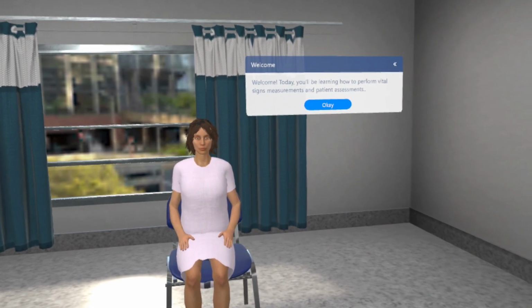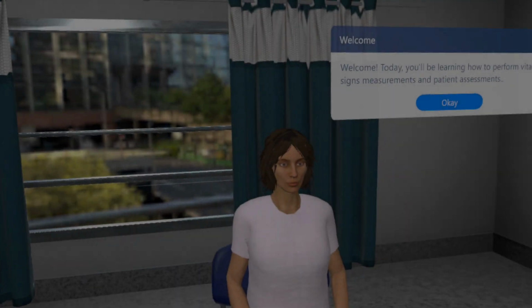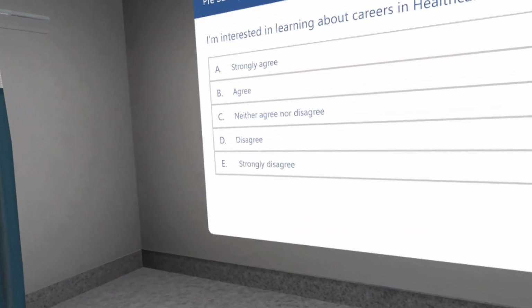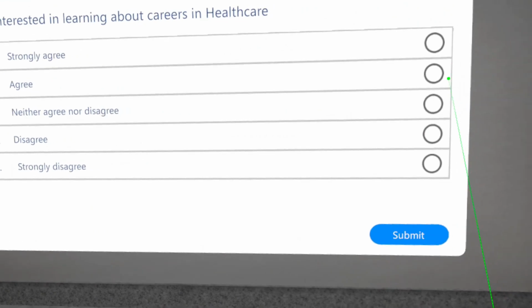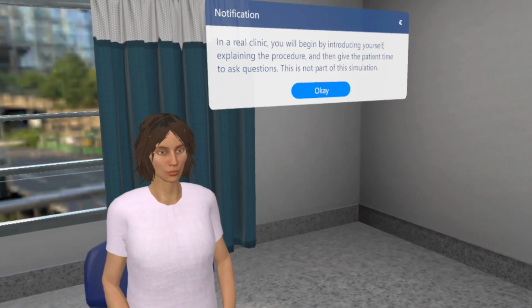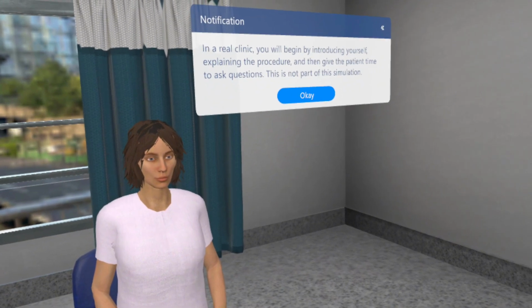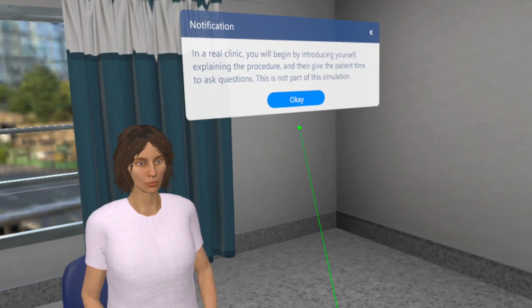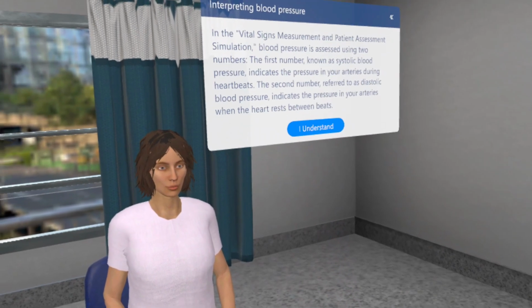Welcome. Today, you'll be learning how to perform vital signs measurements and patient assessments. In a real clinic, you will begin by introducing yourself, explaining the procedure, and then give the patient time to ask questions. This is not part of this simulation.